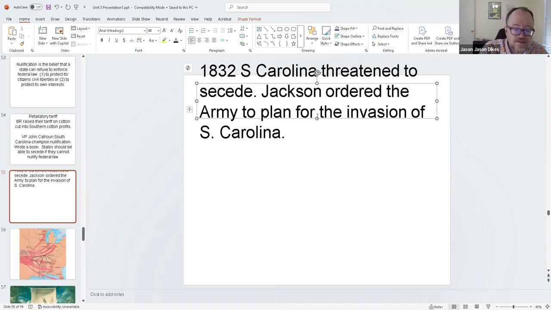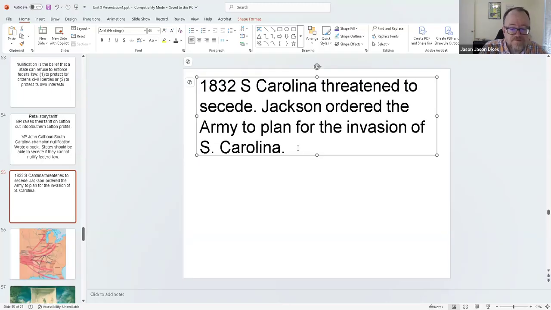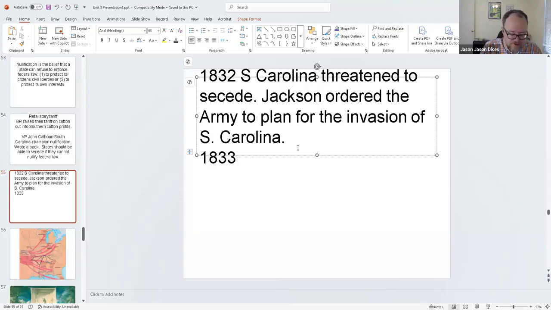Okay? There is no doubt in anyone's mind, in anything I have ever read, that if push had come to shove, Jackson would have invaded South Carolina. He would have sent the army to stop secession. South Carolina backed off wisely. And so the nullification crisis was considered solved. And in fact, in 1833, tariffs were actually lowered.